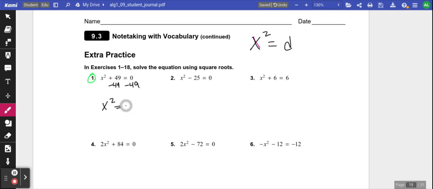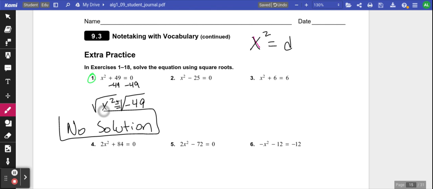x squared is equal to negative 49. I'm going to square root each of these. I'm going to have the positive and negative, but this should set off alarm bells. When I'm square rooting that negative number, I need to remember this doesn't work without using imaginary numbers. This is no solution here. So you don't need to really solve it out any more than that. No solution when you try to square root that negative number.